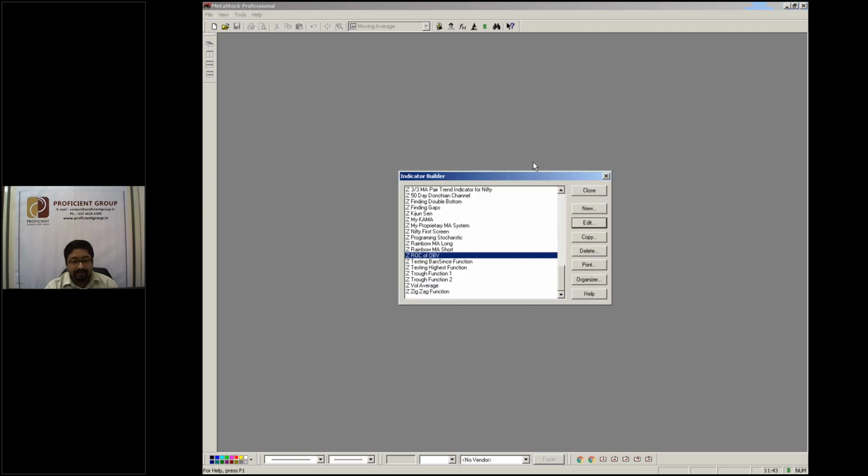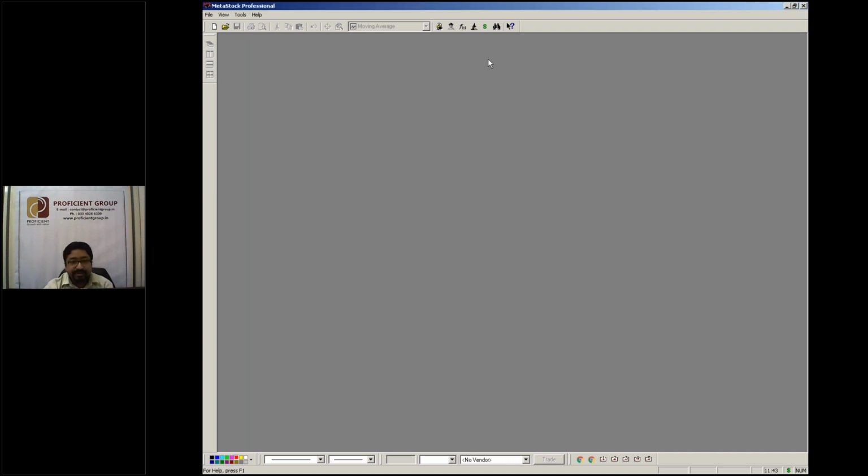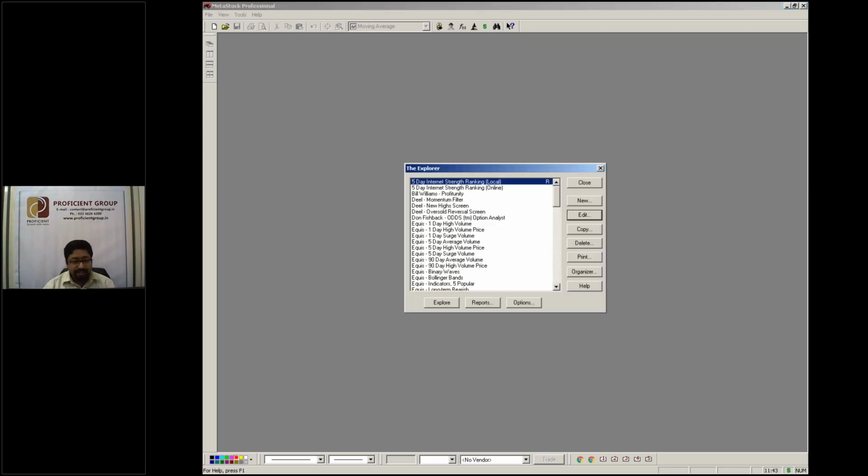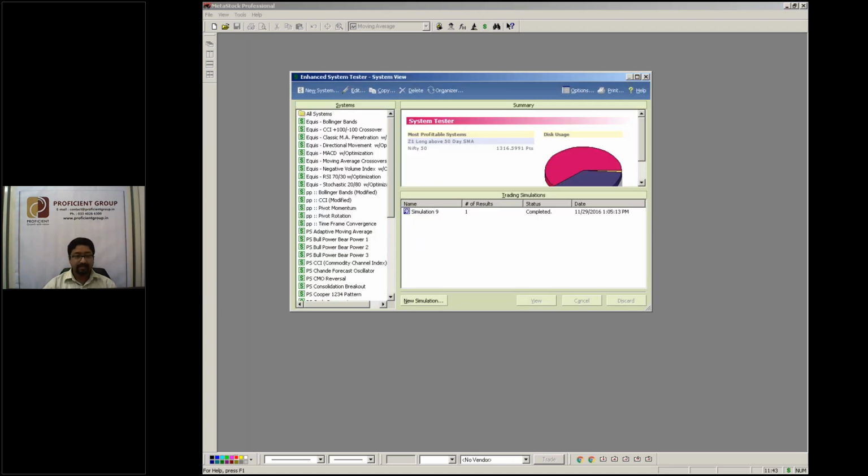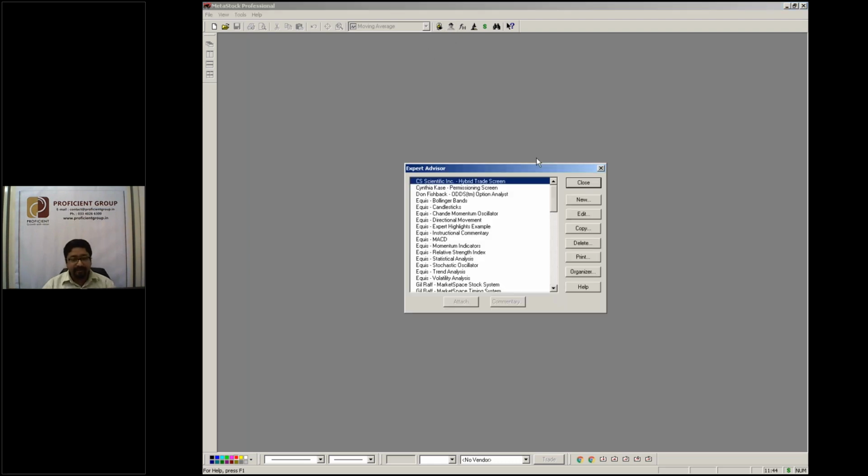Again, the first one is the indicator builder. I can create my own indicator according to my need. Second is the exploration. I can run any number of explorations on the database to point out which stocks are most suitable for my kind of trading. Then comes the system tester. If I have an idea of how I am going to trade, what my system is going to be like, then I can program it here and test the profitability of my system for a 10-year or even 15-year period, and it will give me a detailed study of how my system has performed over that period of time. And finally, the expert advisor, where I do not have to put all the indicators and oscillators in the chart itself, and this expert advisor will automatically generate buy and sell signals for me according to my own system.